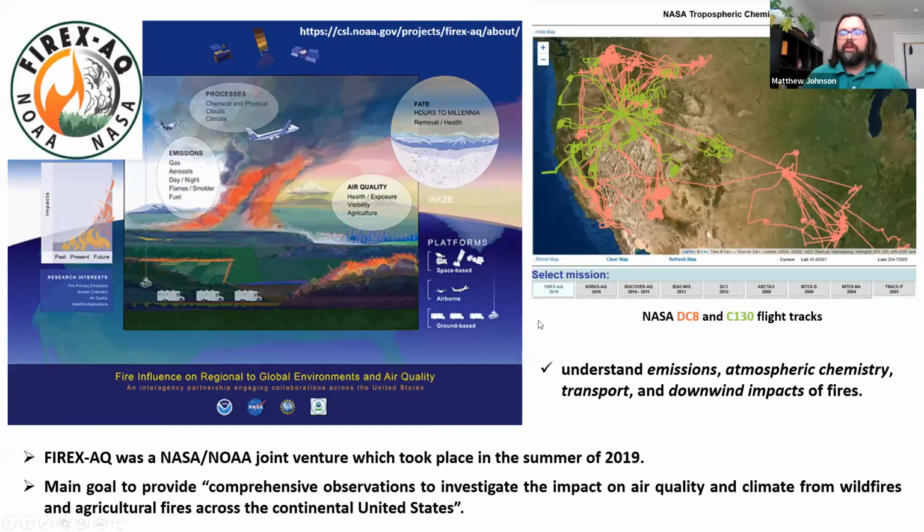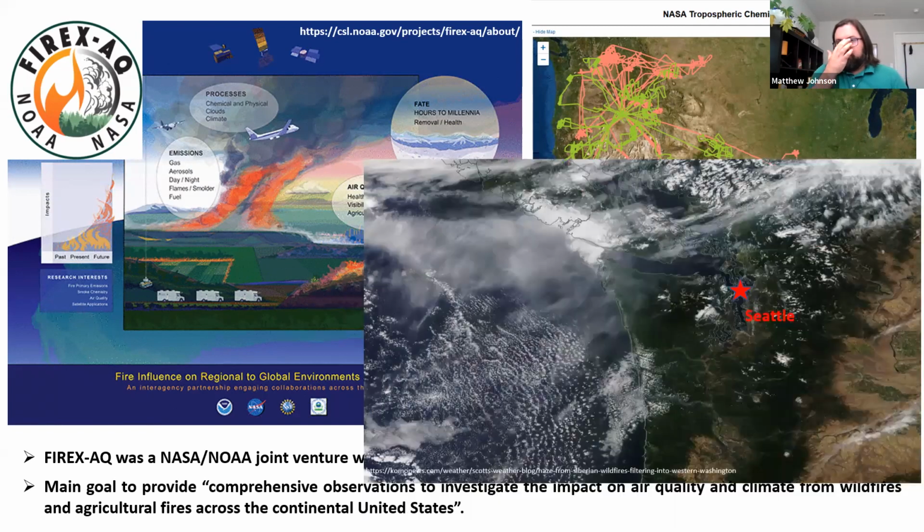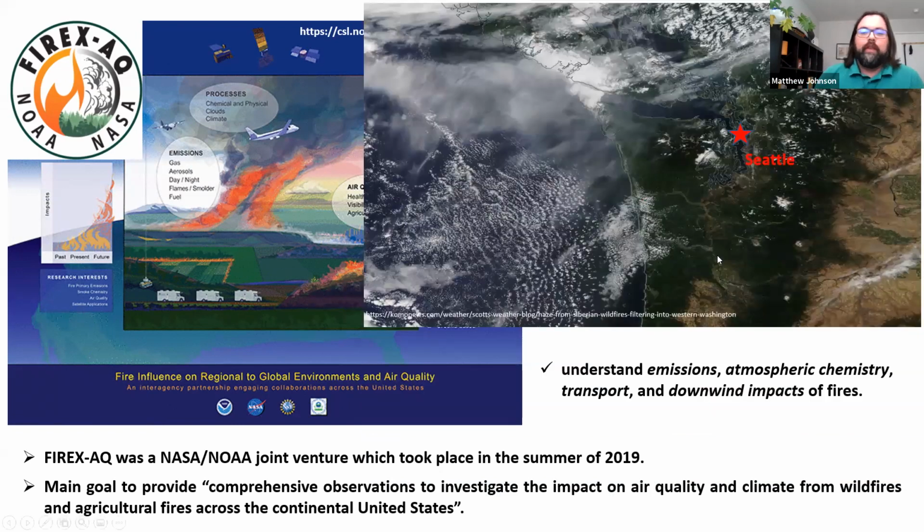Okay, so I'm not going to go into detail about the FIREX-AQ field campaign. Basically, it was a NASA-NOAA joint venture, which took a lot of observations and modeling to get data, a lot of aircraft observations, to try to understand the impact of wildfires on tropospheric composition and air quality. But one of the interesting things that they saw during the campaign, and it was also forecasted by some of these forecast models, was a lot of this haze being moved into the Pacific Northwest during the campaign.